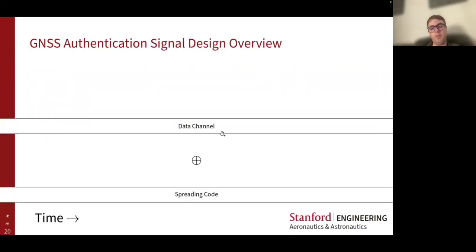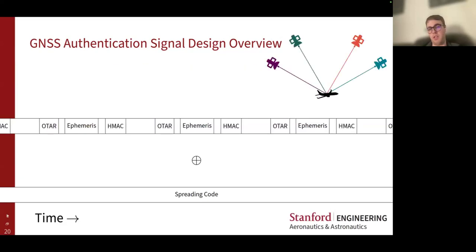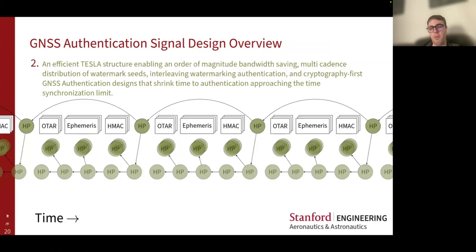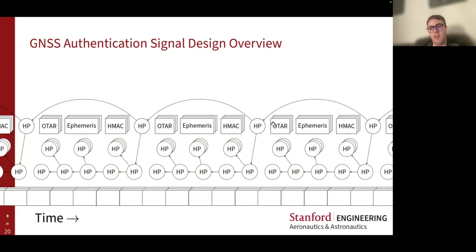Okay, so quickly, for the signal design we have a data channel and a spreading code. My defense goes into more detail on how to design the data channel, so I'm going to skip these slides for the sake of time. If you want to look at my dissertation, it talks more about this. But the important part here is that from the data channel, I derive a bunch of cryptographic material. HP is just a random number, and for the sake of this presentation, it's just pseudo-random material. All it is is cryptographic ciphertext.